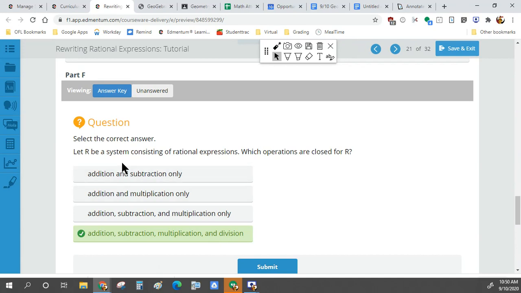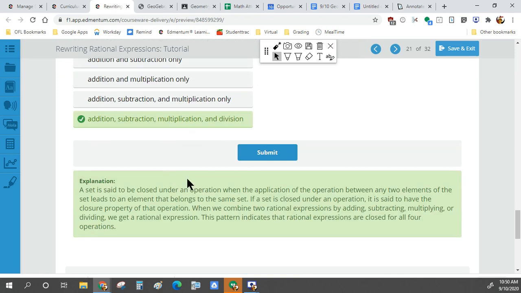Division did not close, meaning that if you divided polynomials, you weren't always going to get a polynomial. But if you're dividing rational polynomials, you still get rational polynomials. And here's the explanation right here. Something that's closed means you're going to get the same thing out of it.